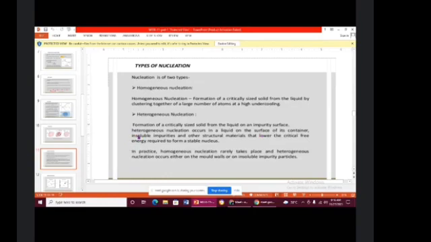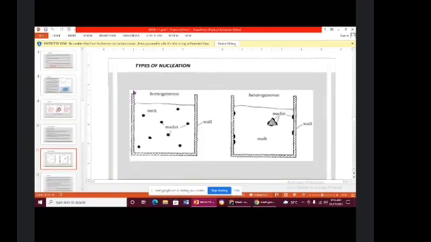Insoluble impurities and other structural material lower the critical free energy required to form a stable nucleus. In practice, homogeneous nucleation rarely takes place; heterogeneous nucleation occurs either on the mold walls or on insoluble impurity particles. So these are the types of nucleation. Nucleation has two types, homogeneous and heterogeneous. This is the diagram of homogeneous and this is the diagram of heterogeneous.